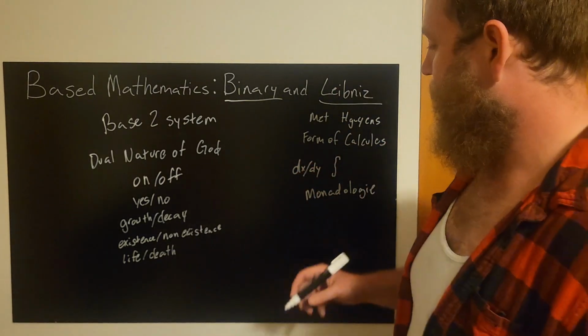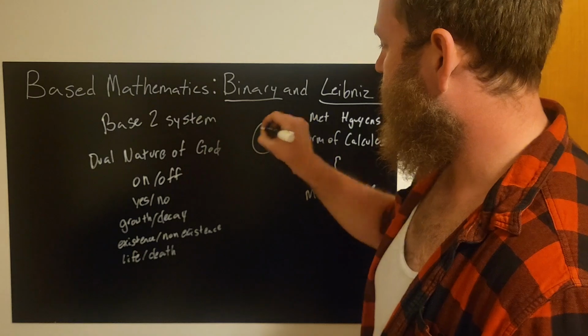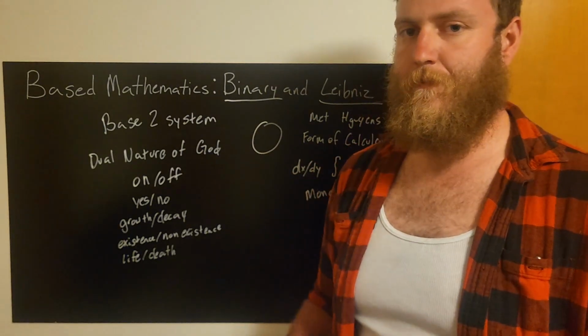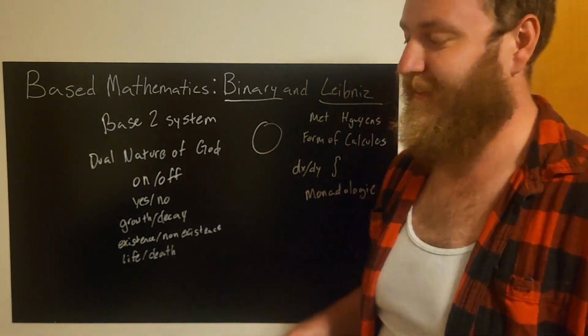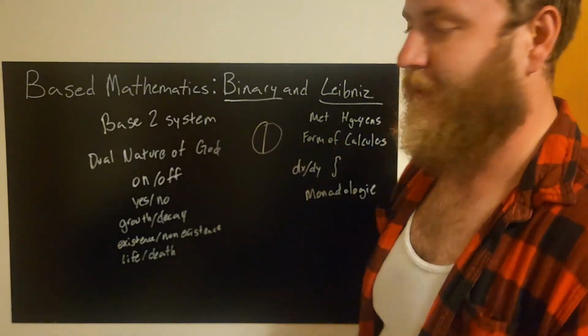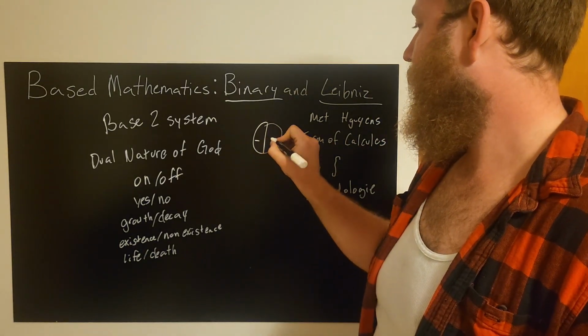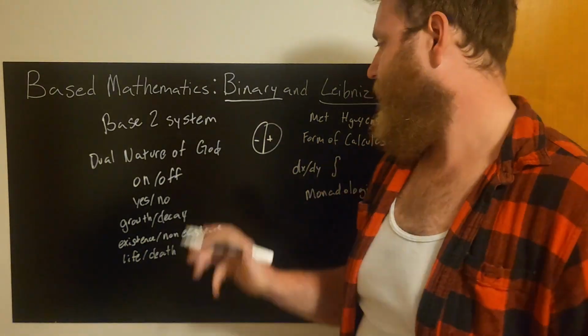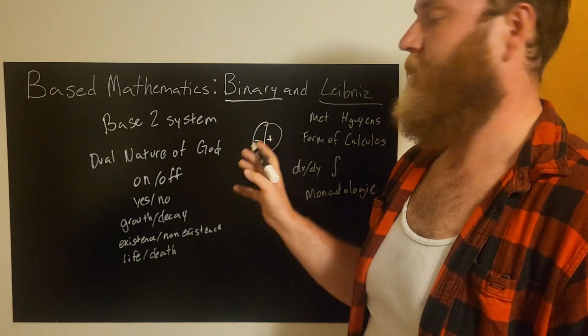I like to think of the reason binary really works is because all math pretty much stems from a circle, I think. And so now you cut the circle and you have one half and you have the other half, and this half is not that half and that half is not that half.